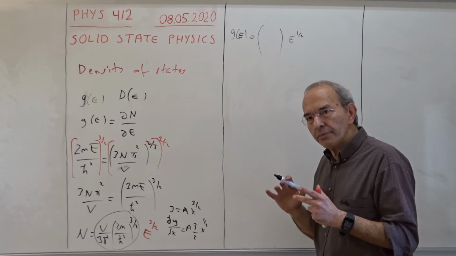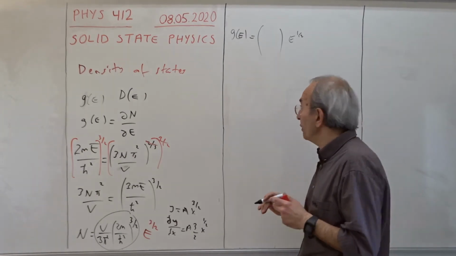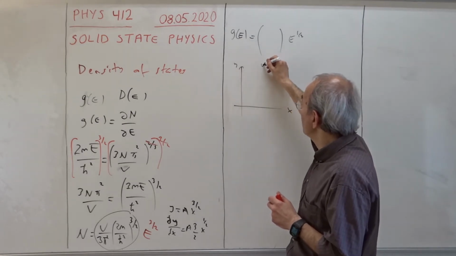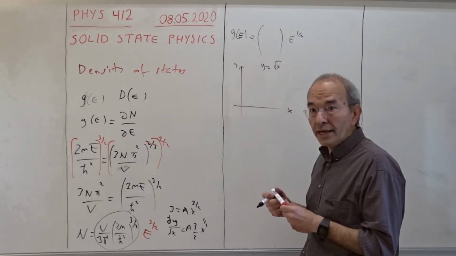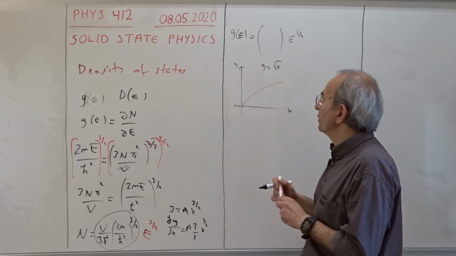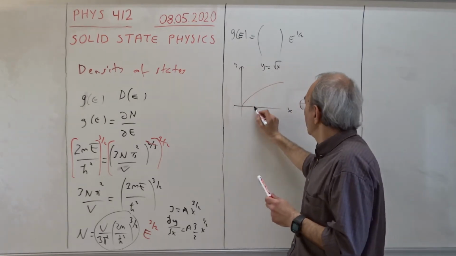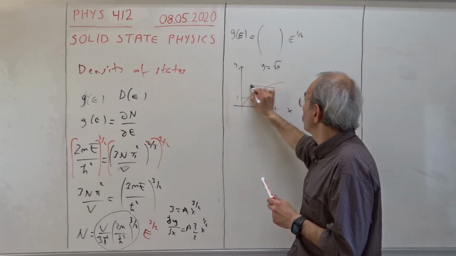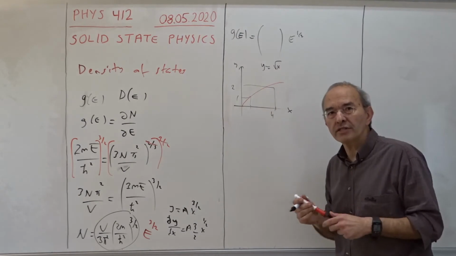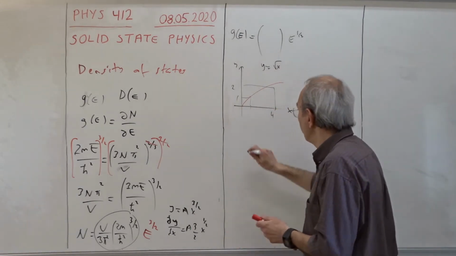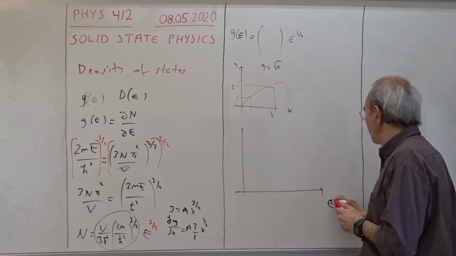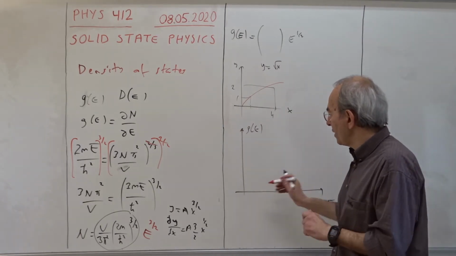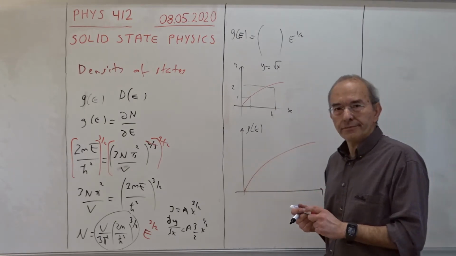So let's draw a simple graph representing this behavior. For instance, if we have an x-axis, y-axis, and we have the function y is equal to root x, this is the expected function. 1 corresponds to 1, 4 corresponds to 2, etc. So this is the square root of x function. Similarly here, we have the energy axis and the G of E axis, and the same behavior is obtained here.